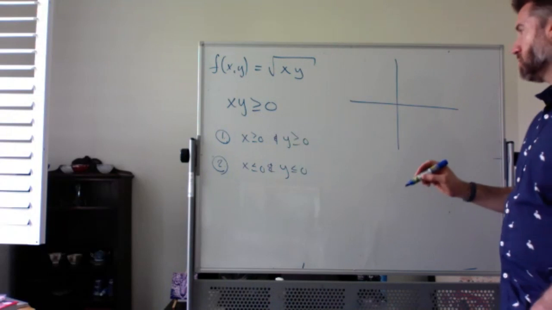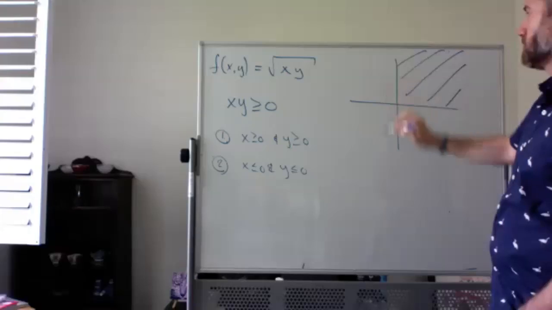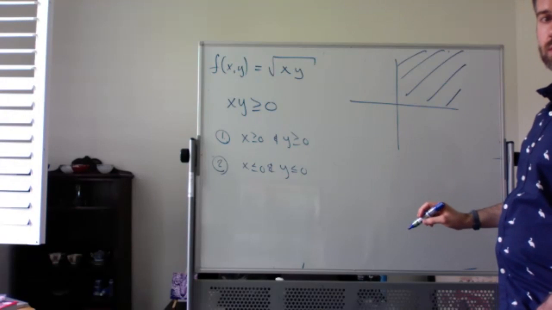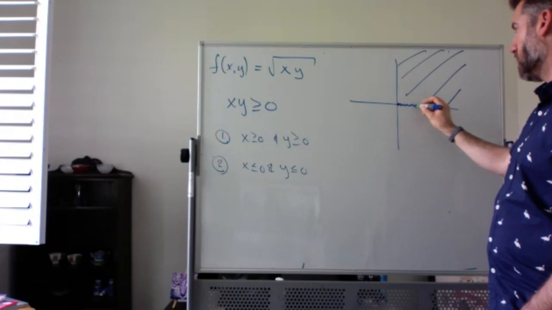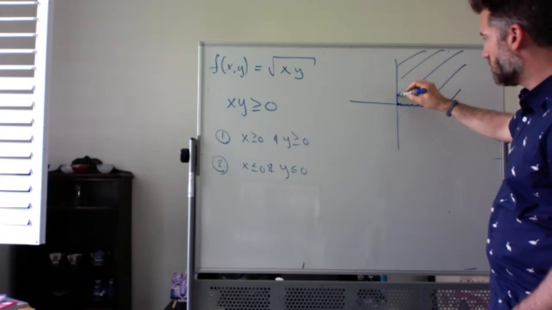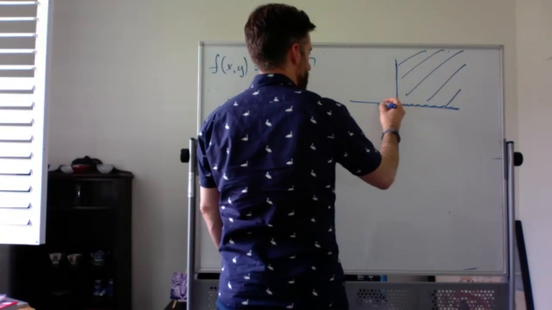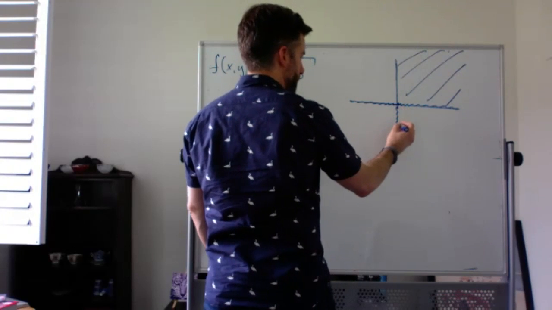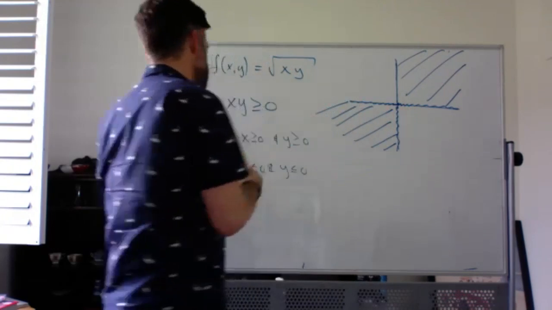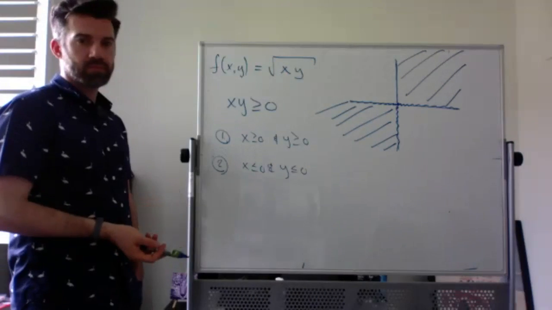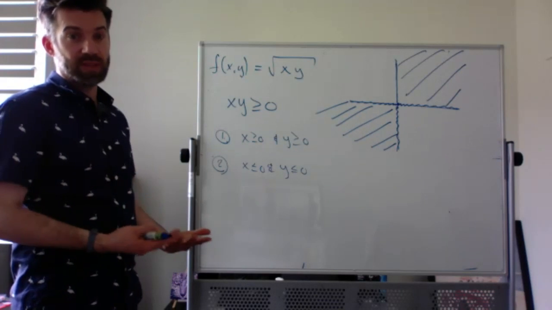So if we're looking at the domain here, it's going to be everything in the first quadrant, and everything on the axes as well, and everything in the third quadrant. That is our domain here. It's everything where they're both the same sign, essentially.